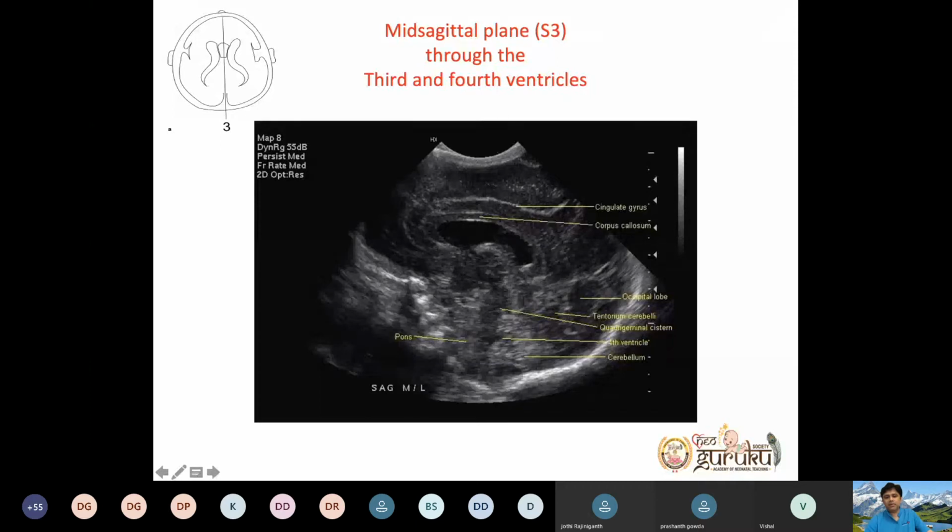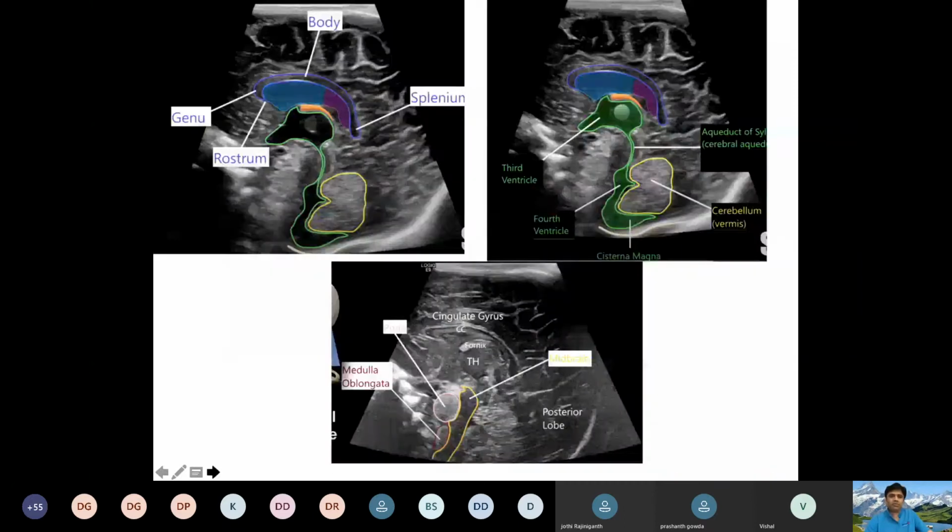This is the mid-sagittal section. These are the structures which we need to look at. So this is the corpus callosum: rostrum, genu, body and splenium. Then you have your cavum septum pellucidum, vergae, intermedia. You can see this orange color structure, that is your fornix.